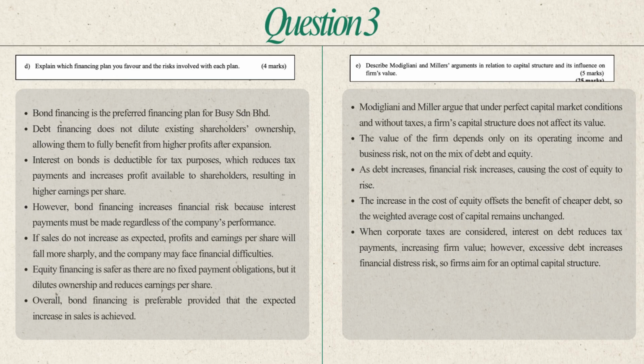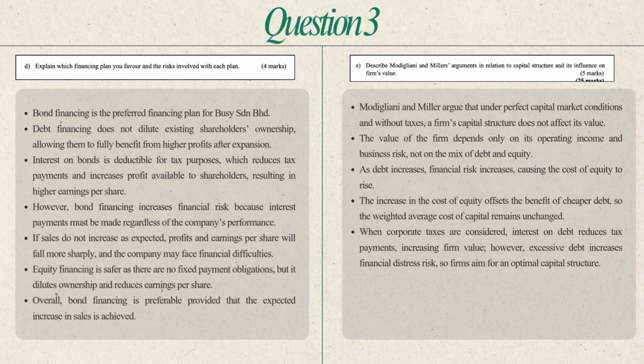For question D, bond financing is the preferred financing plan for Busy Sdn Bhd. This is because debt financing does not dilute existing shareholders' ownership, allowing shareholders to fully benefit from higher profits after expansion. In addition, interest on bonds is deductible for tax purposes, which reduces the company's tax payments and increases the profit available to shareholders, resulting in higher earnings per share.